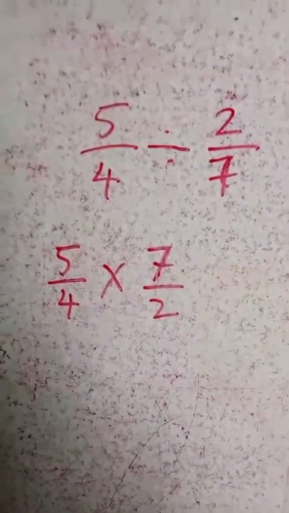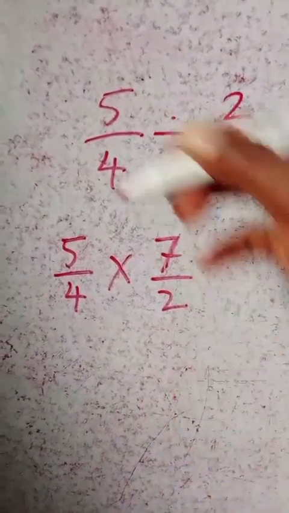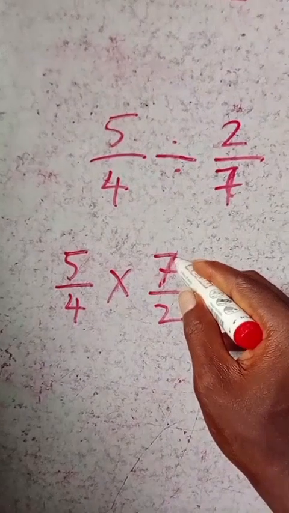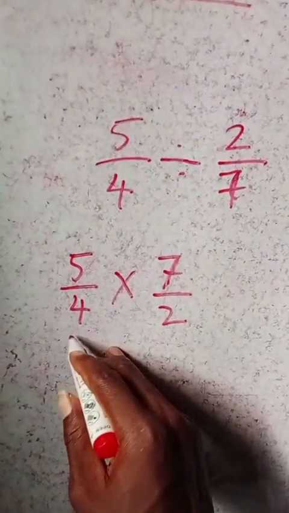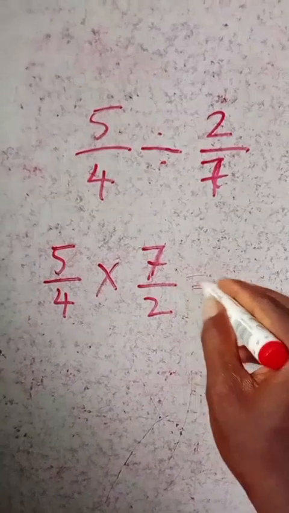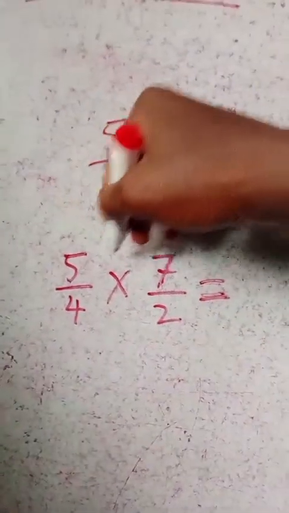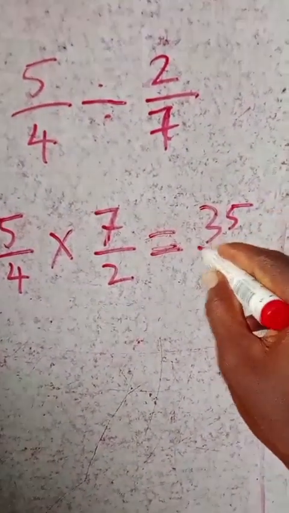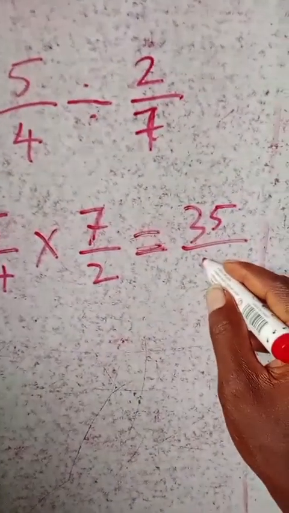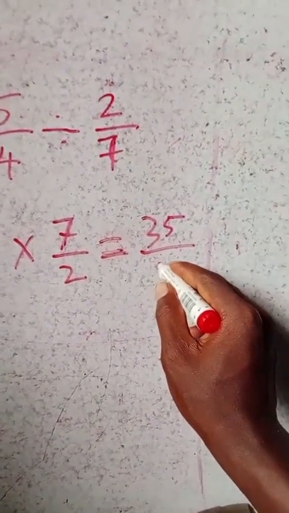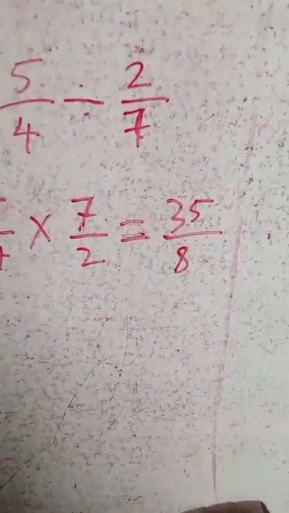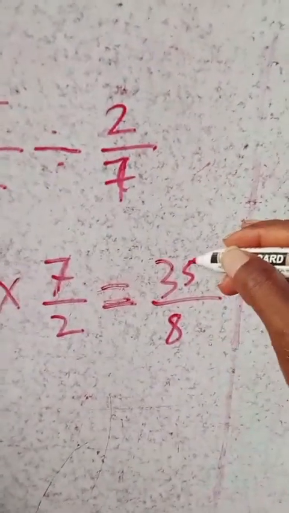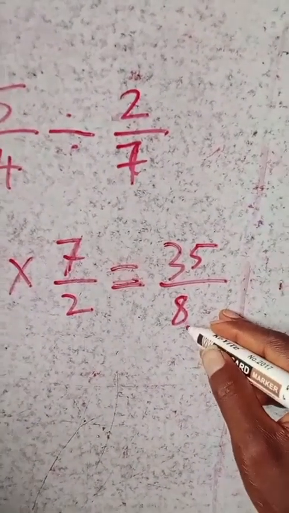So at this point, when you are multiplying fractions, numerator to numerator, denominator to denominator, since there is no factor that can divide any number up and down, you say 5 times 7 is 35, all over 4 times 2, which is 8. So you have 35 over 8.